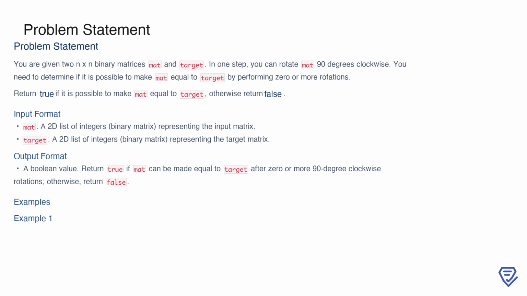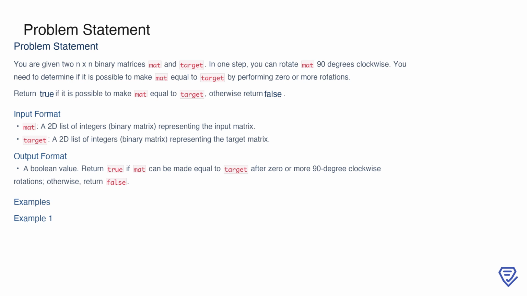In this problem, we are working with two n by n binary matrices, mat and target. The goal is to determine if it's possible to make mat equal to target by performing zero or more rotations of mat. Each rotation involves turning mat 90 degrees clockwise. If mat can be transformed into target through one or more rotations, we return true, otherwise, we return false.